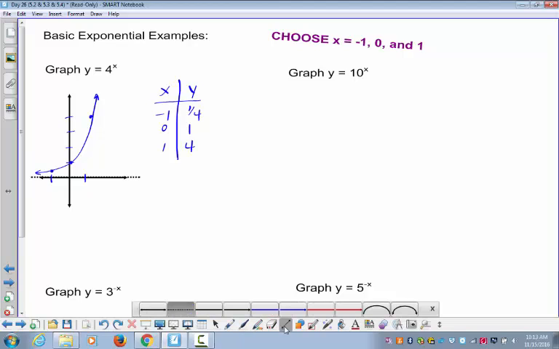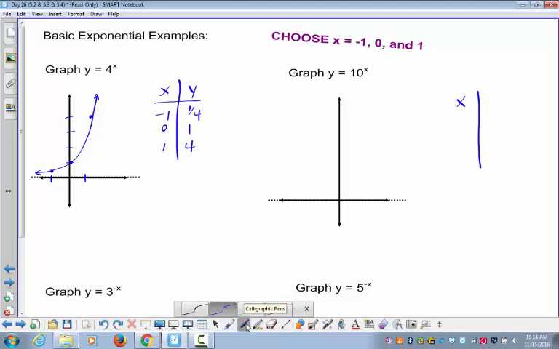We go to the next one over here, to 10 to the x. And again, we know it's an exponential growth because the base is greater than 1. So we know the x-axis is a horizontal asymptote. And we go to plot a few points. X and y, -1, 0, 1 again. And 10 to the -1, 1/10, 10 to the 0, 1, 10 to the 1, 10. So you can see this pattern with these 3 x values.